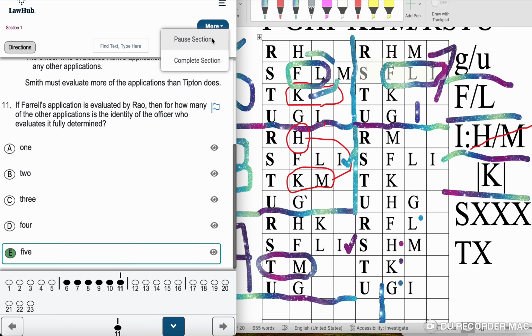Answer E, 5. And for those who don't know, applicants are going to be the F, L, H, M, K, G, I, and they're asking for those applicants, of how many it can be determined of the officer, and the officers are going to be R, S, T, U. And you can already tell that if F has to be with R, that's already determined for L. It's already determined for H, K, G, and also one of these variables, which makes it 5.